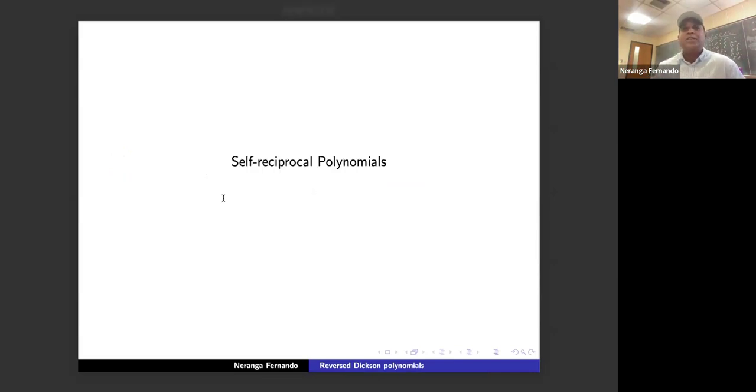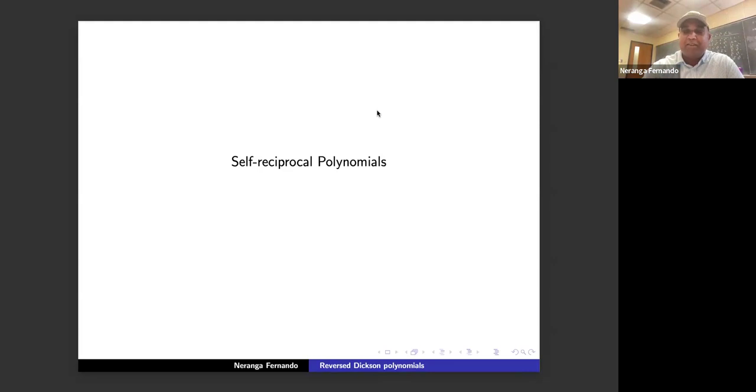And now I'm going to switch to self-reciprocal polynomials. I'll explain the motivation behind this. I wanted to classify all the self-reciprocal polynomials from reverse Dickson polynomials, because they have many applications in the area of coding theory. Like, you can use self-reciprocal polynomials to generate reversible cyclic codes.